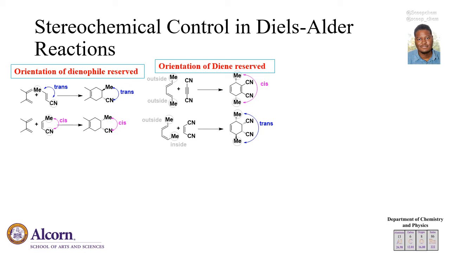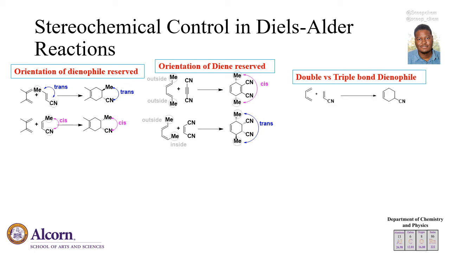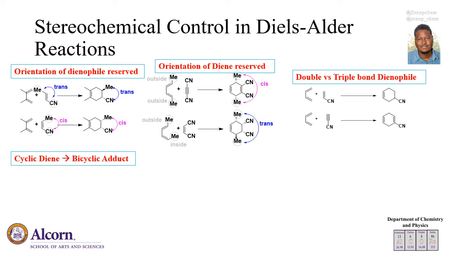So let's review really quickly what happens if I react with a double or triple bond dienophile. Again, the double bond dienophile affords a 6-member ring with only 1 pi system. The triple bond dienophile affords the 6-member ring with 2 pi's. Okay? So, what happens if I have a cyclic diene?